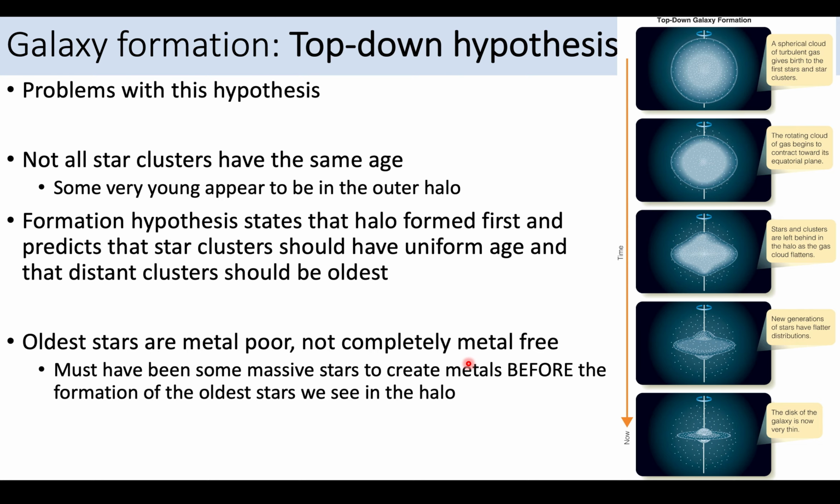So our large stars create things like iron, which is a metal, within their core before they explode. If you remember back to star formation, this top-down hypothesis is saying that there was no metal present when this halo was created. However, we know that there must have been, so that is another thing that's not explained well by this hypothesis. There must have been massive stars in existence to create the metal that we know is there. So those are the two main problems with this top-down hypothesis.